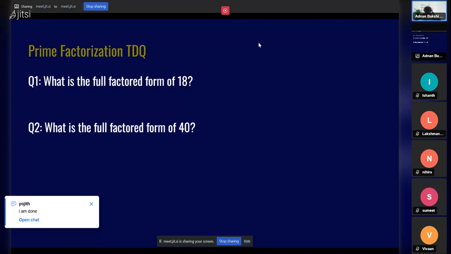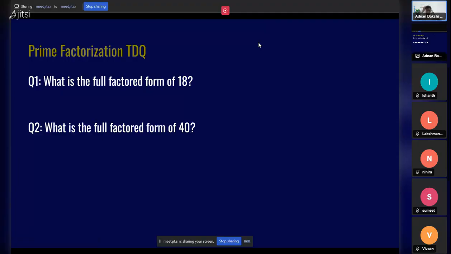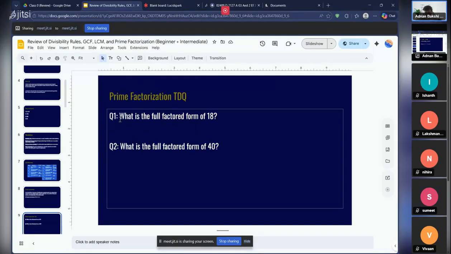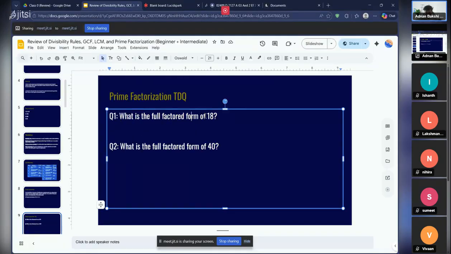Okay, guys. So I've seen most of y'all are about done with this, so I'll go over them. Let's look at question one. Question one: what is the full factored form of 18?